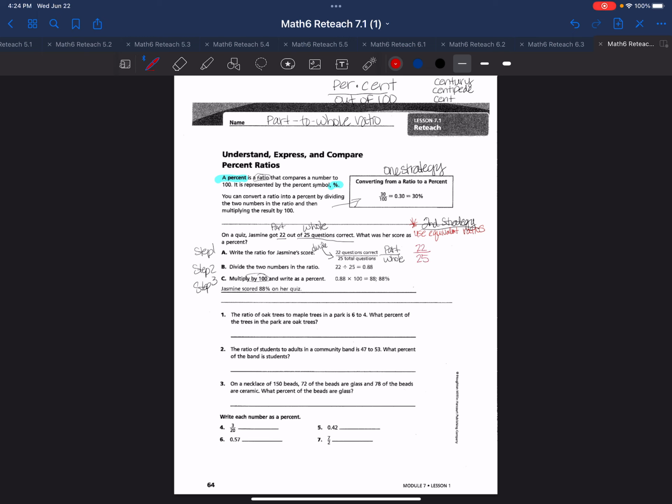So I need to go back into the problem, and it says oak trees are 6 out of 10. And I need it to be out of 100 to be a percent. So 10 times what is 100? 10 times 10 is 100. What I do to the denominator, I must do to the numerator. 6 times 10 is 60. So that is 60% of the trees are oak.